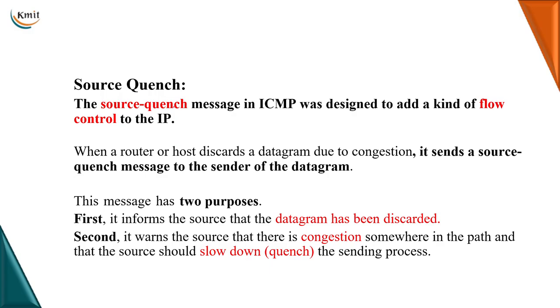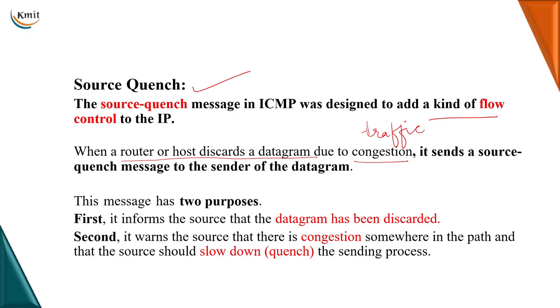The next message is source quench. This is a very important message, which was designed to add some kind of flow control to IP. As I told you, the Internet Protocol doesn't do any flow control. So, whenever a router or host is discarding a datagram due to congestion, you know what we mean by congestion? Traffic. Congestion is when the load on the network is more and the network capacity is less.